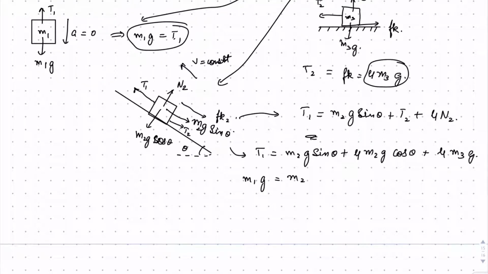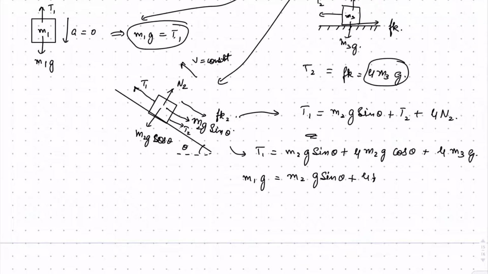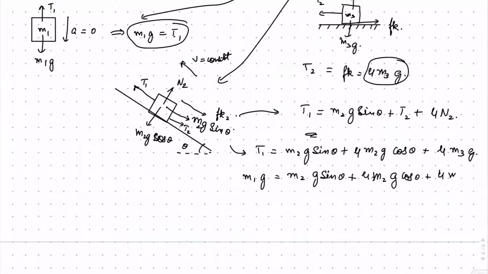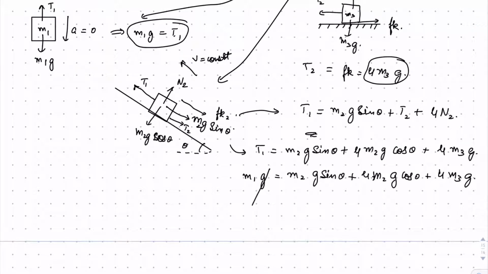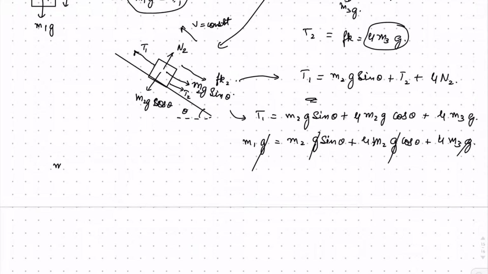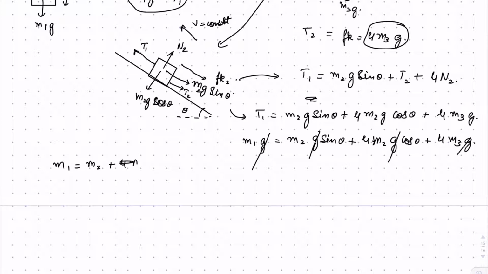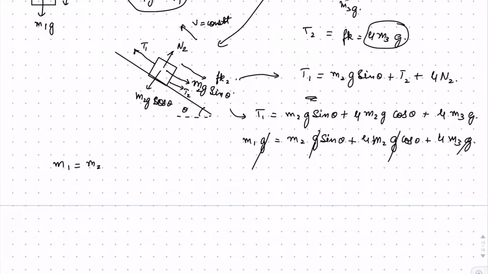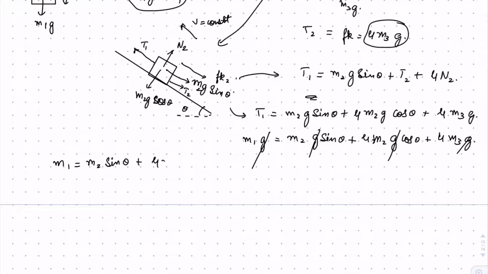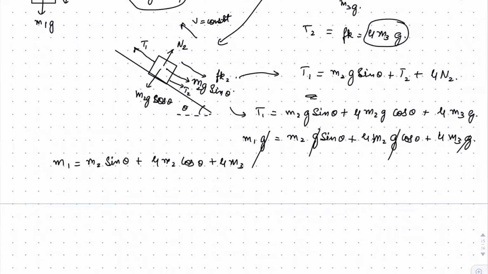So m2g sin theta plus mu m2g cos theta plus mu m3g must be m1g. The g part gets cancelled. So m1 must be equal to m2 sin theta plus mu m2 cos theta plus mu times m3.